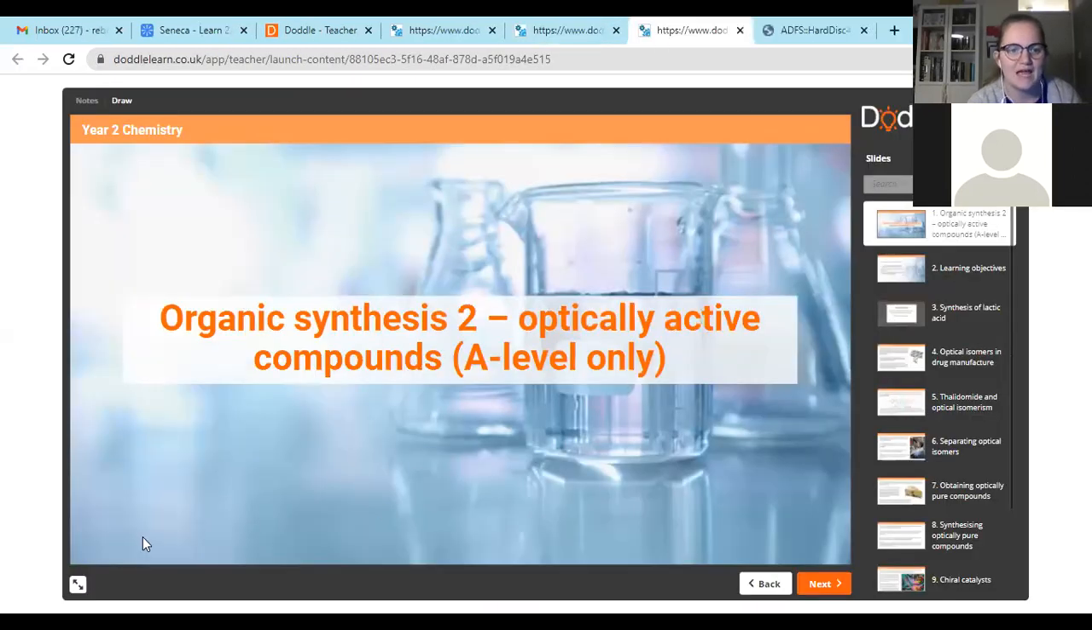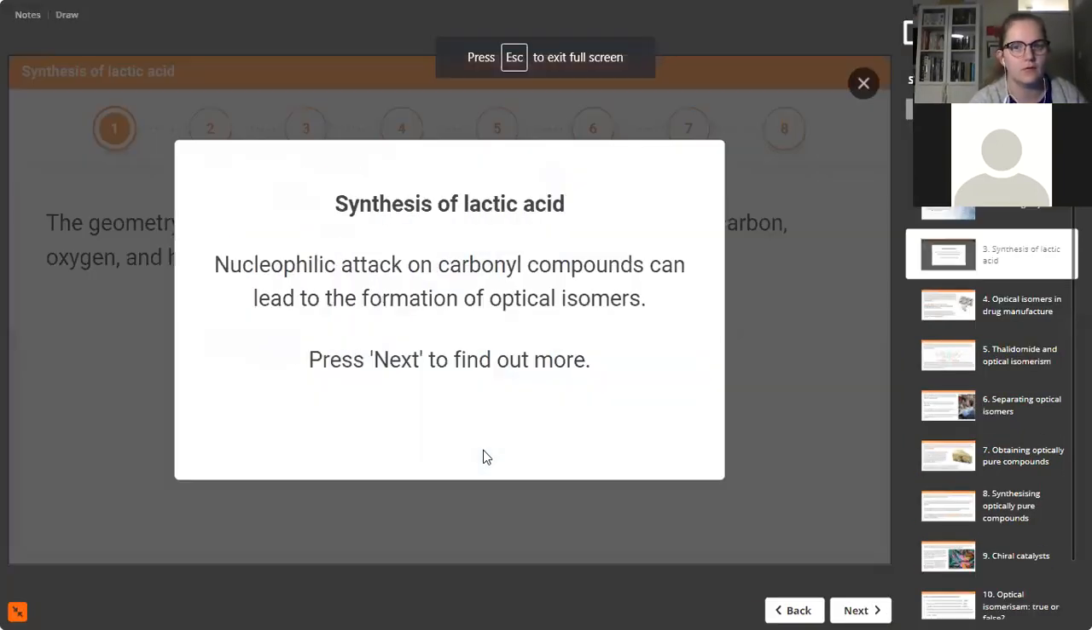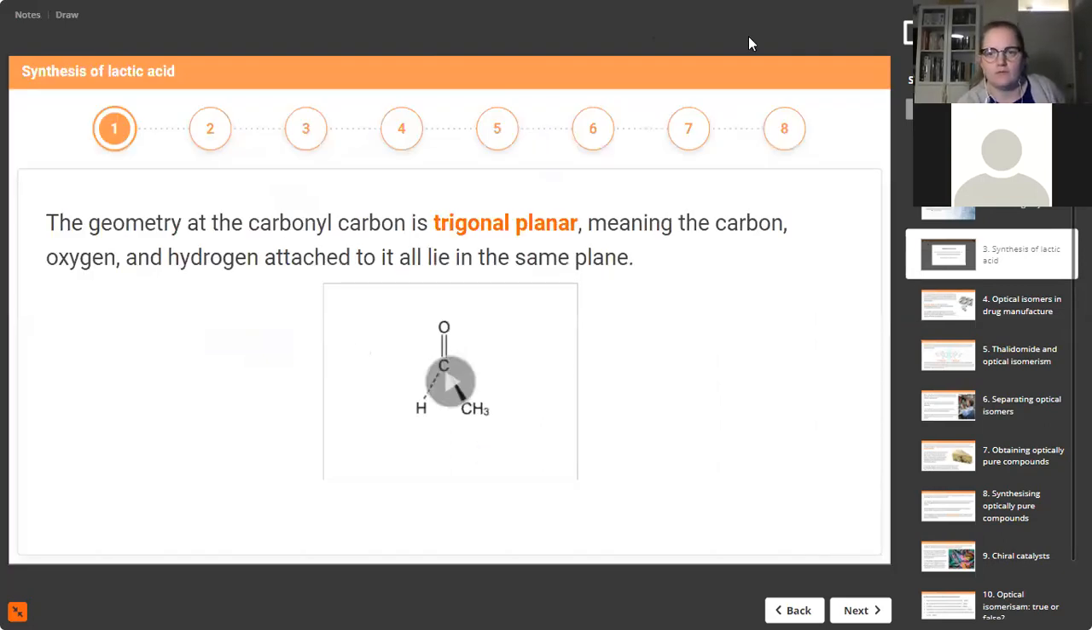So, optically active compounds. Synthesis of lactic acid. Now, when my computer stops doing something that I don't want it to do, here we go.